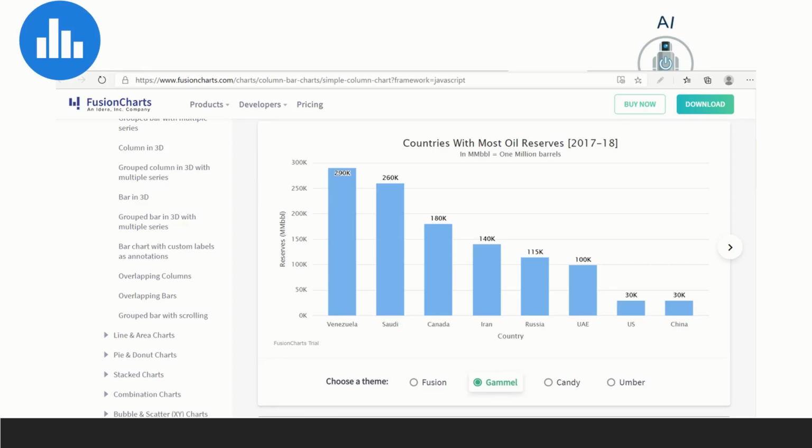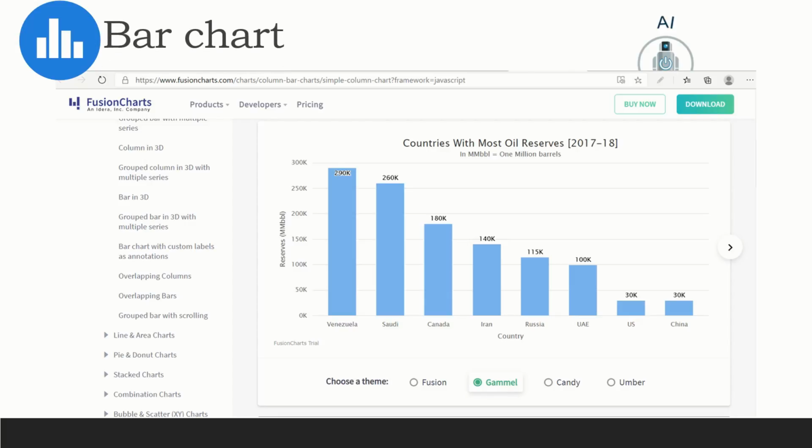This bar chart shows the visual representation of countries with most oil reserves. Countries are represented in x-axis and the reserves are represented in the y-axis.